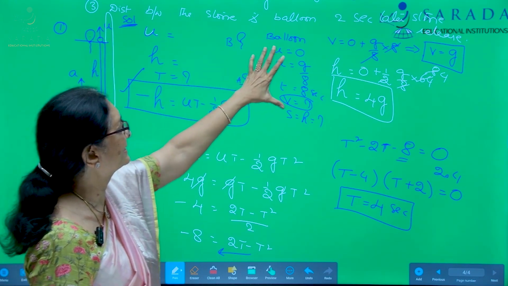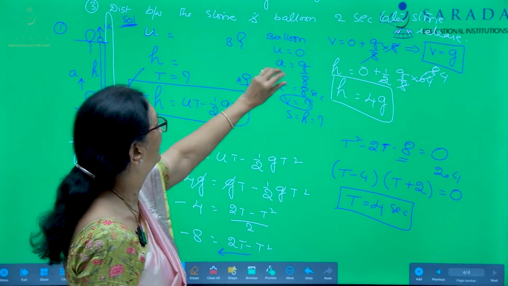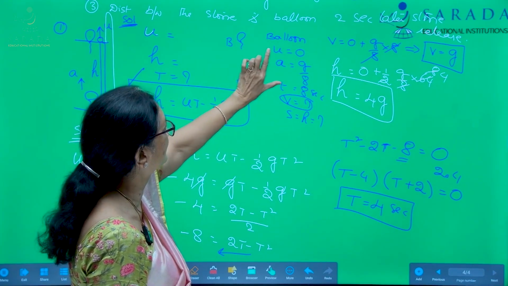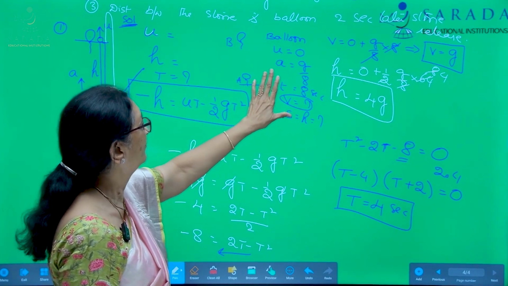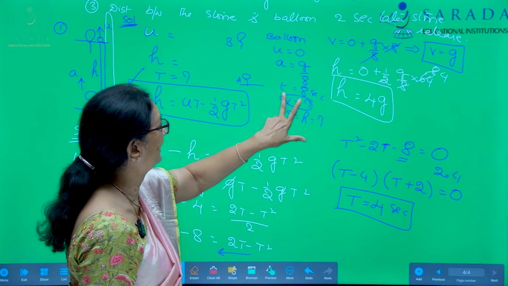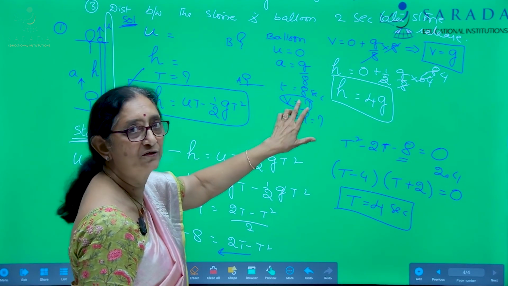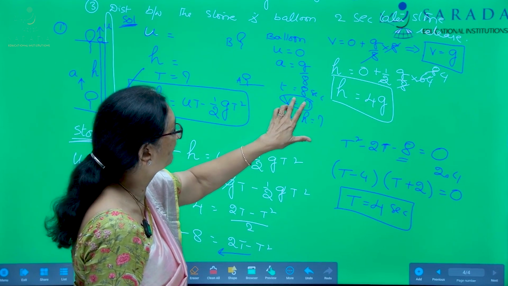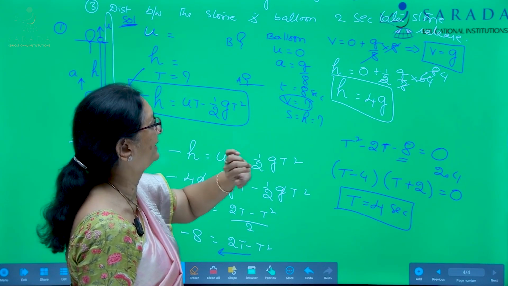So, let us consider the journey of the balloon. The balloon started from rest, u is equal to 0, moving up with uniform acceleration, a is equal to g by 8. After 8 seconds, a stone is dropped from it. So, you have to find the velocity at 8 seconds.